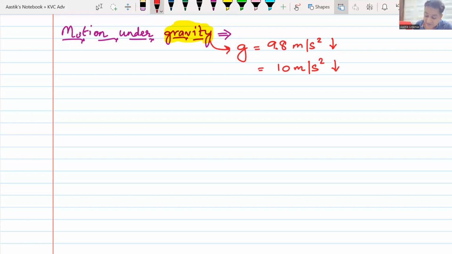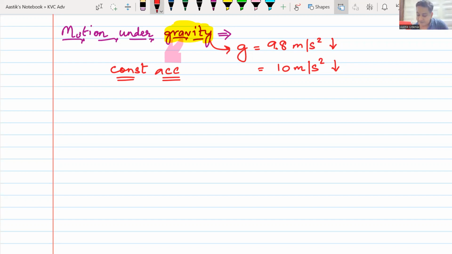So this will be a case of which type of acceleration? Motion under gravity will be a case of which type of motion? It will be a case of motion with constant acceleration. Do we understand this? Yes or no? It will be a case of motion with constant acceleration. So whatever equations we have done for constant acceleration motion, the same equations will be valid in this case.